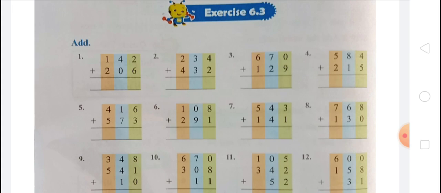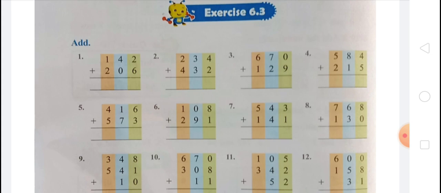In the first step, you know that we have to add the ones places. So 2 and 6 are ones, because in 142, 2 is the ones digit, and in 206, 6 is the ones digit. So 2 plus 6 will be 8. And in the second step we have to add the tens, that is 4 and 0. So 4 and 0, there will be 4. And after that we have to add the hundreds places, that is 1 and 2. So 1 plus 2 will be 3, and the answer will be 348.